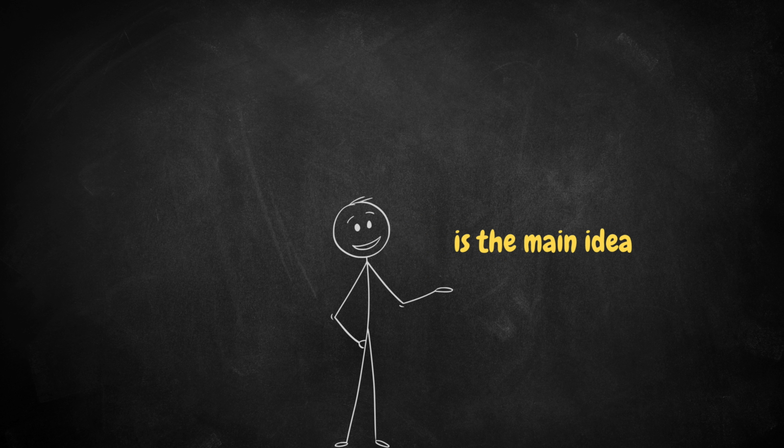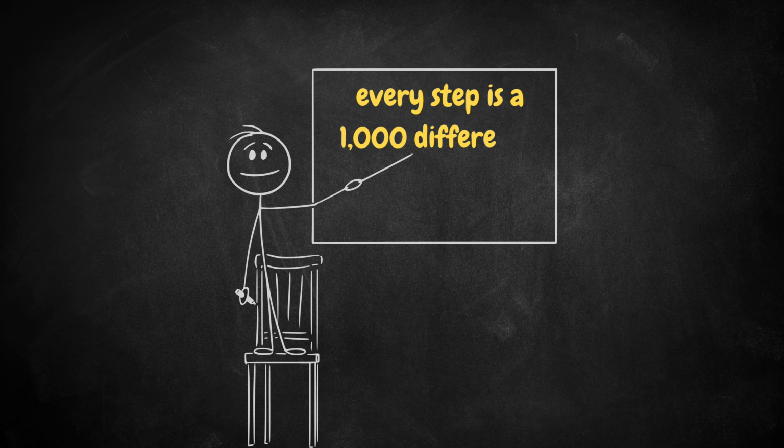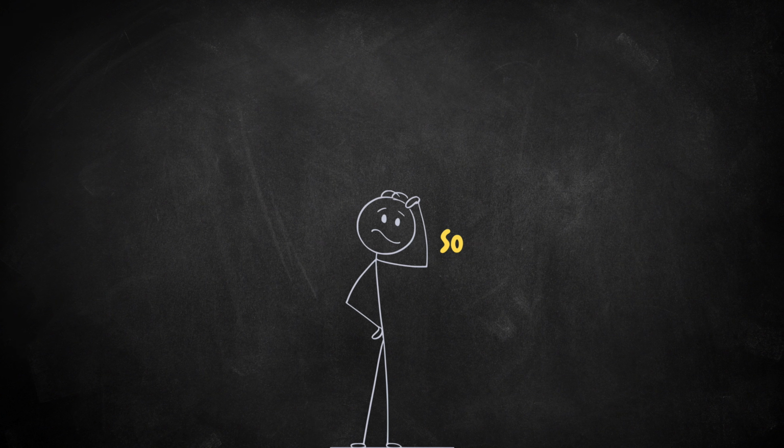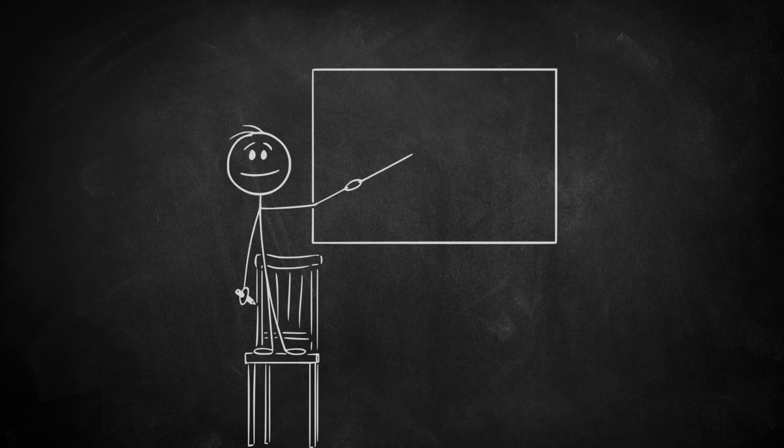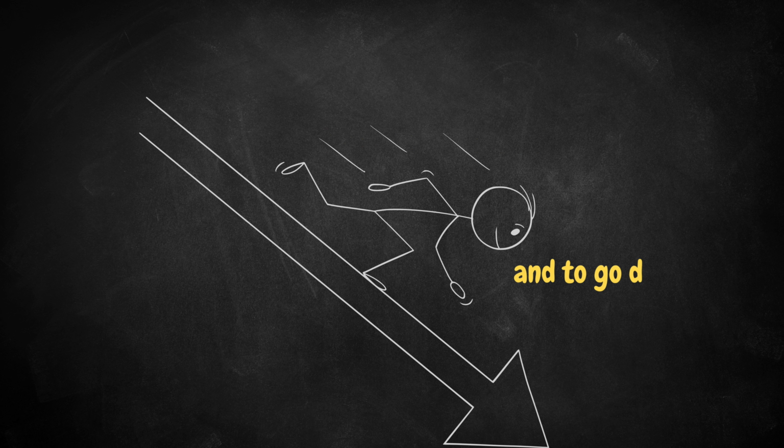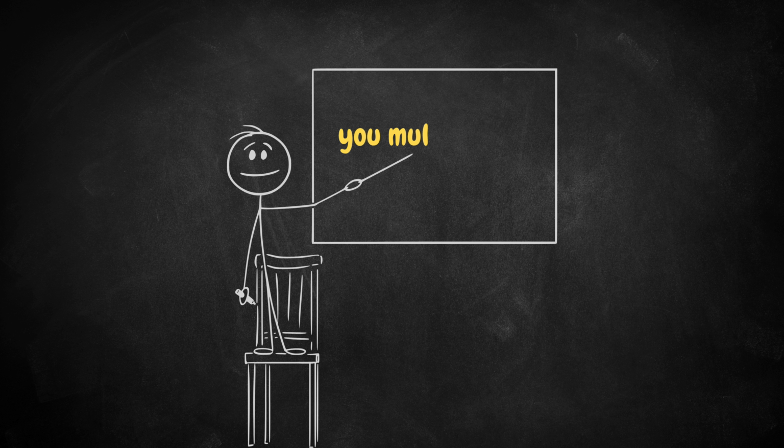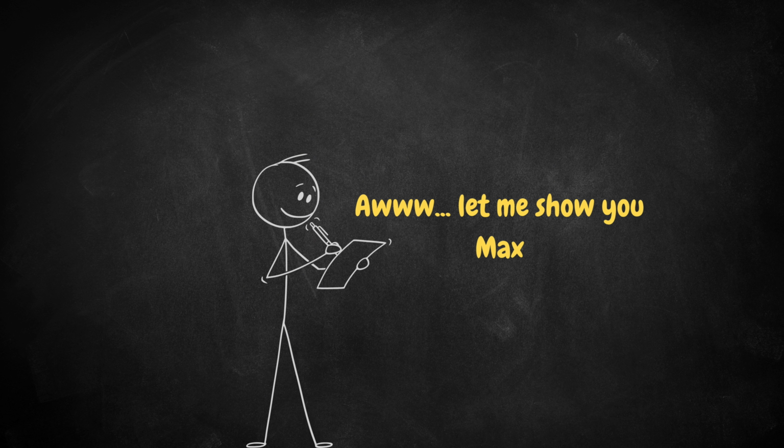Here's the main idea. Every step is a 1000 difference. So to go up from kilobyte to megabyte, then from megabyte to gigabyte, you divide by 1000. And to go down from gigabyte to megabyte to kilobyte, you multiply by 1000. Let me show you, Max.